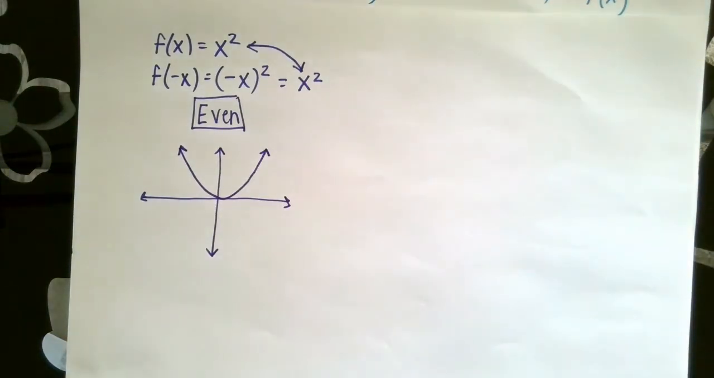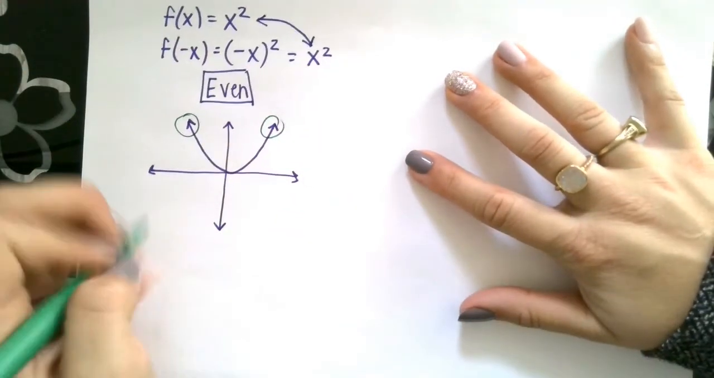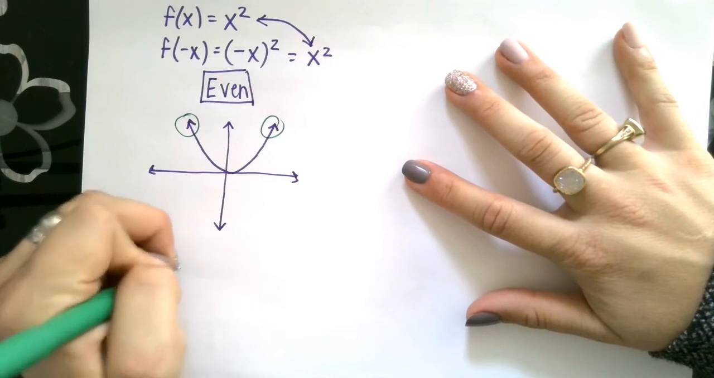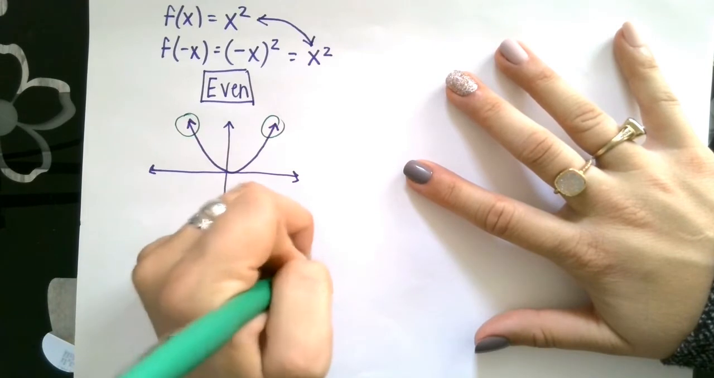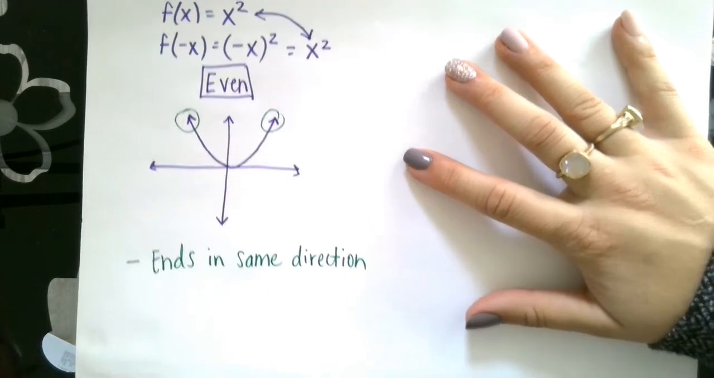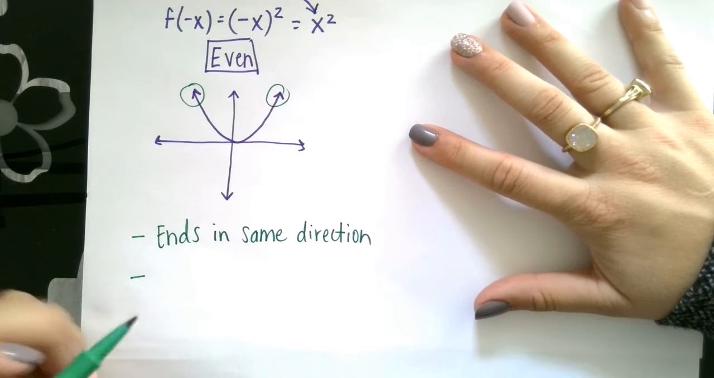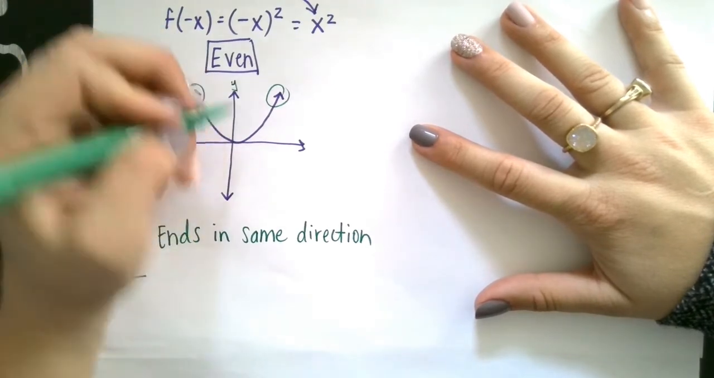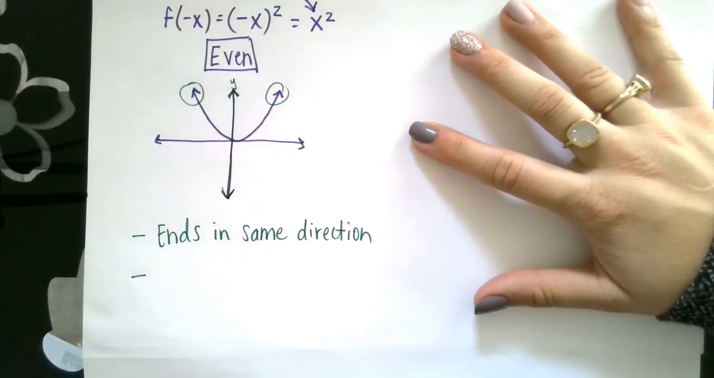If I were to type this graph into Desmos, it's going to look something like this. That's what our x squareds look like. So I can tell just by looking at this graph that it is even because my arrows or my end behavior is going in the same direction. That's one way, but you also must have your function be symmetrical about the y-axis. So you can see here that this is the y-axis and it is the line of symmetry for my graph. So that tells me it's also even.